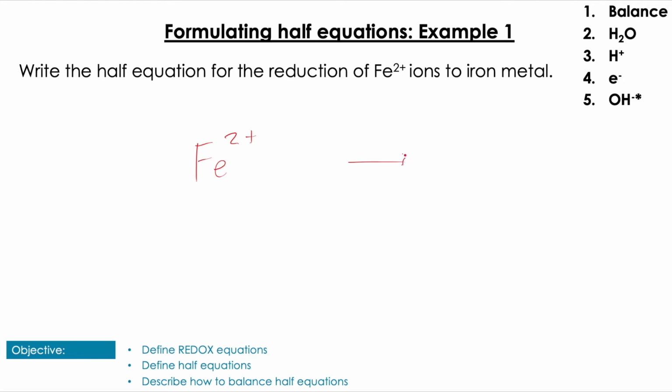Now, we'll look at our steps. Well, step 1 is kind of already balanced. Step 2, not applicable. We don't have any oxygen. Same with hydrogen. Now, step 4, however, we have on the left-hand side a +2 charge, and on the right-hand side a 0 charge. So we have to add 2 electrons to the left-hand side to balance that charge out. And as I've said before, we don't have to worry about hydroxide ions unless the question specifically says in alkaline solution. So let's have a look at another one that's a bit more difficult.